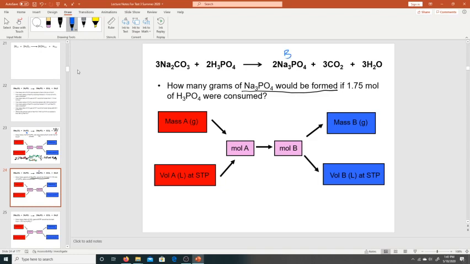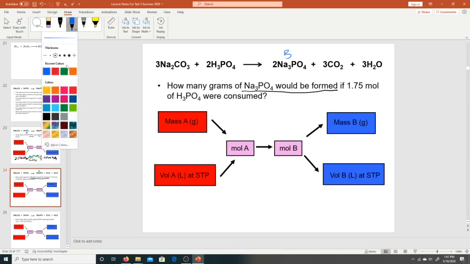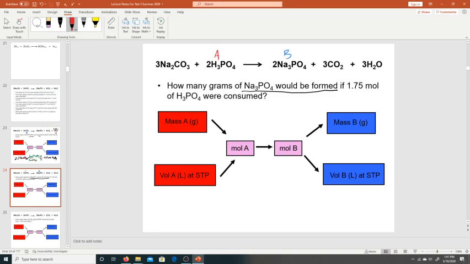If 1.75 moles of phosphoric acid were consumed, that's going to be your A. We know the amount of phosphoric acid. My job is to figure out the number of grams, in this case, of sodium phosphate. That's what we're trying to find. We always go from A to B. So we'll start off with 1.75 moles.